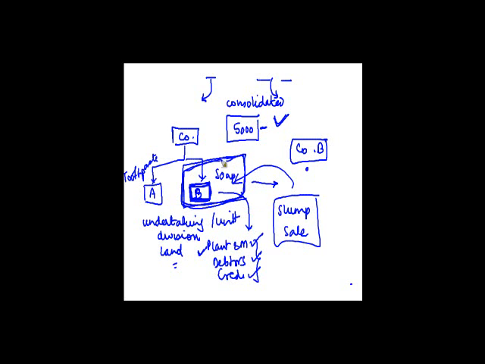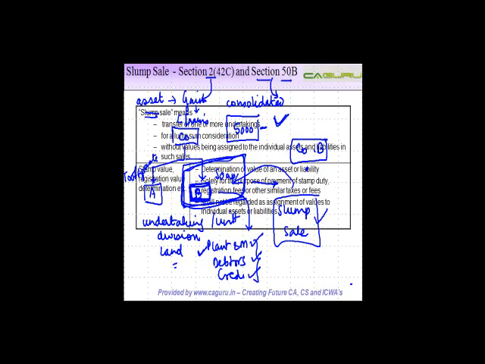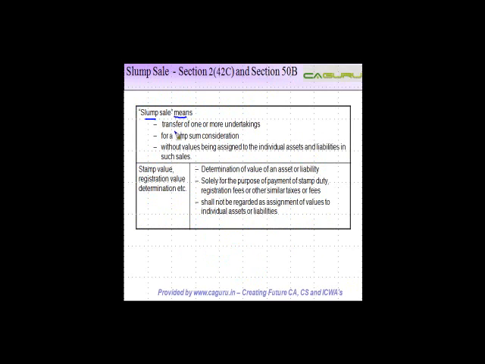In income tax, even this unit is considered an asset. Therefore, when you sell this asset, the gains which arise from sale of this unit are chargeable to tax as capital gains. Keeping this in mind, let us first understand the meaning of slump sale in legal or technical parlance. Slump sale means transfer of one or more undertakings for a lump sum consideration, which was 5,000 in our example, without values being assigned to the individual assets and liabilities in such sales.